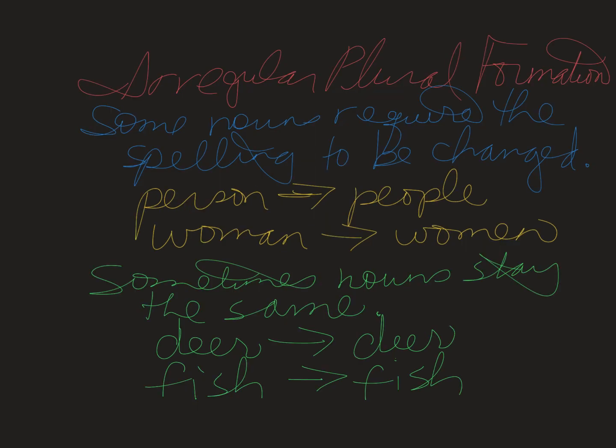Next slide. Some nouns are irregularly formed, as you should know, okay? Some nouns require the spelling to be changed. Person becomes people, woman becomes women. Sometimes nouns stay the same from singular to plural. You have 1 deer, you have 5 deer. You have 1 fish, you have 1,000,000 fish.